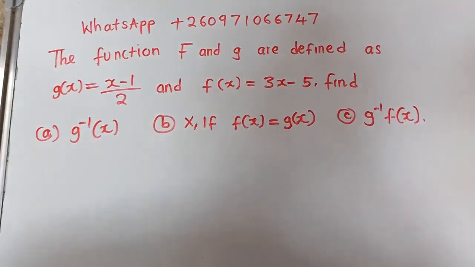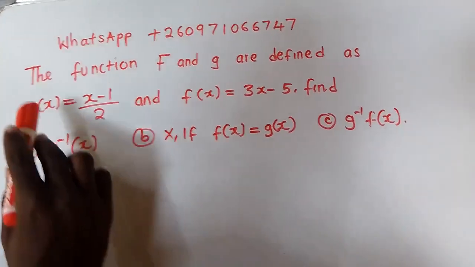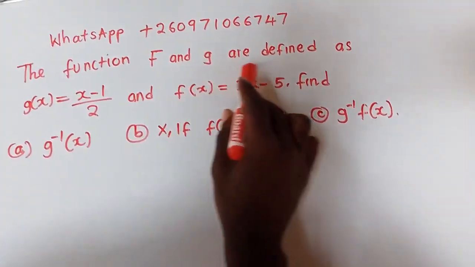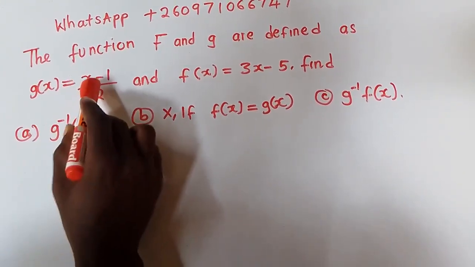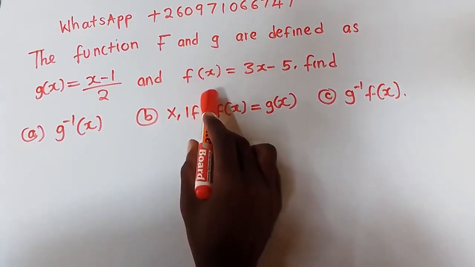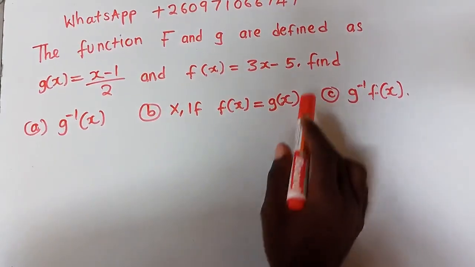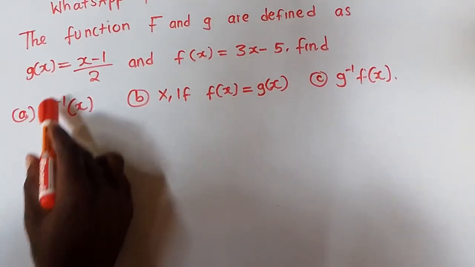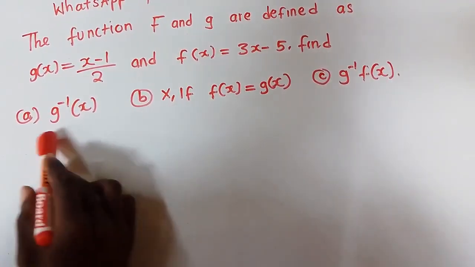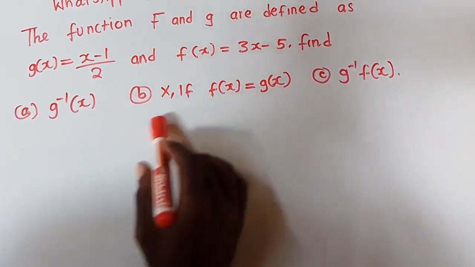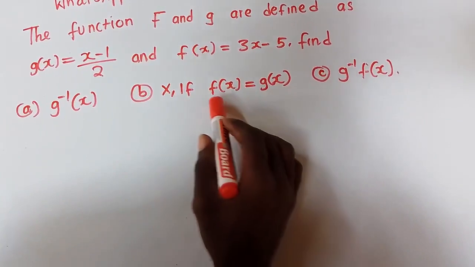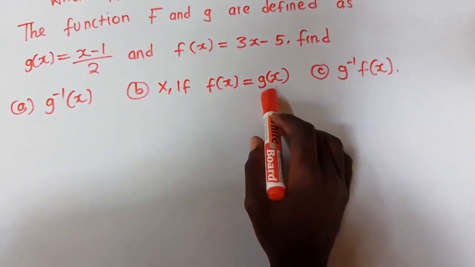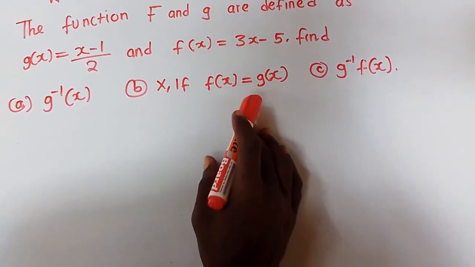The first one says the functions f and g are defined as g of x equals x minus 1 over 2, and f of x equals 3x minus 5. Find g inverse of x. Here we are told to find the inverse of g. Then, find x if f of x is equal to g of x. Here we are told to find the value of x.